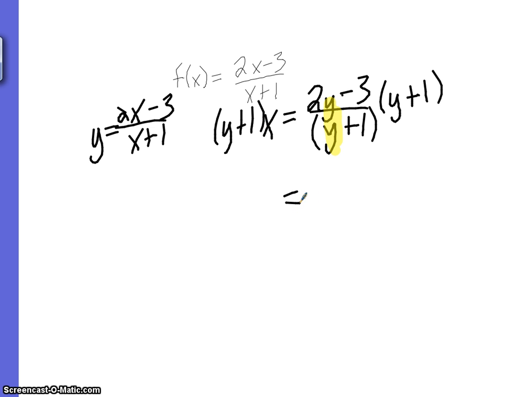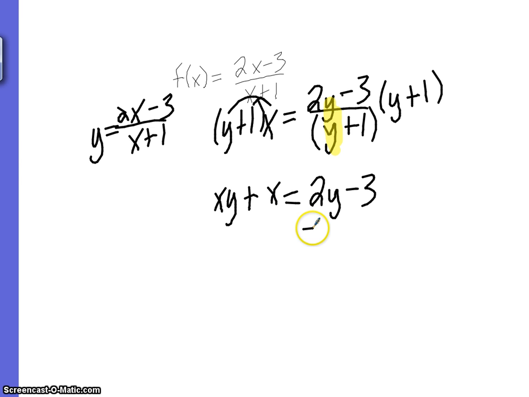So on the right hand side, I'm left with 2y minus 3. I'm going to go ahead and distribute on the left. So I have xy plus 1x, or just x. Now I'm going to put all my y's on the left and all my other stuff on the right.